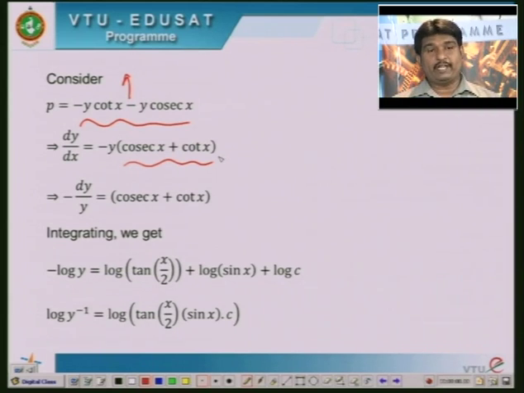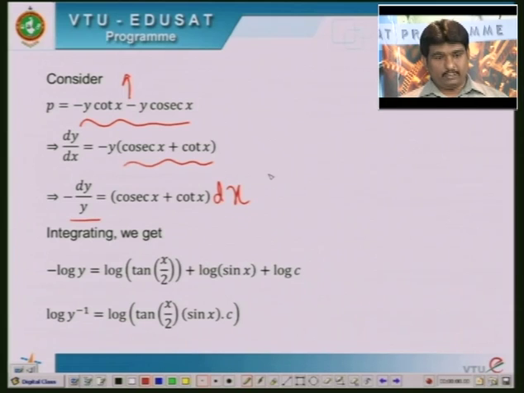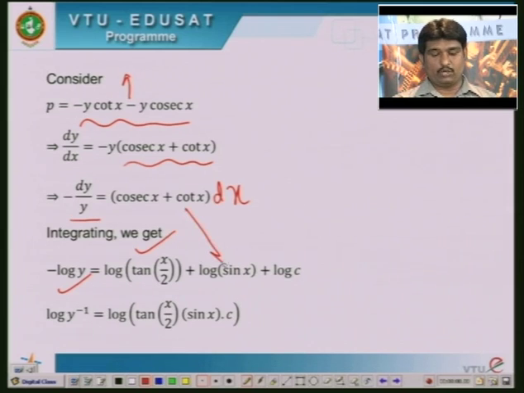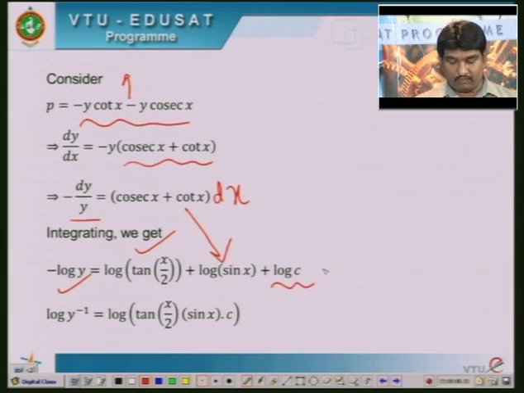You separate x and y terms, it will be dy by minus y equals to cosecant x plus cot x into dx. Now it is in separable form, integrate it. You can write integral of 1 by y as log y. As usual, integration of cosecant x is log of tan x by 2. Integration of cot x is log of sin x, and I have taken arbitrary constant as log c, and the reason is justified. I have already told you.